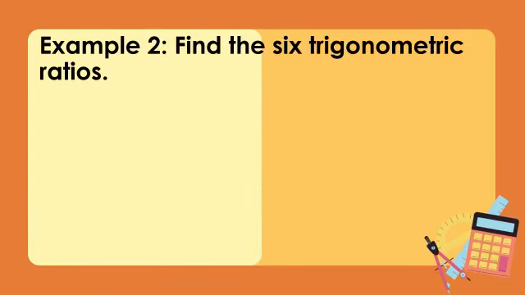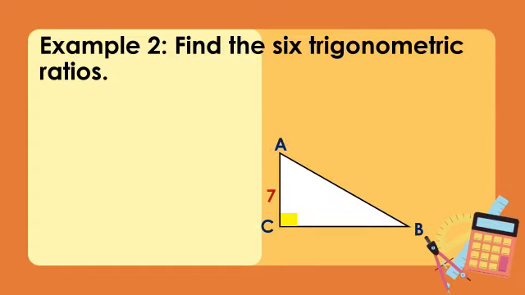Let's have another example. Find the 6 trigonometric ratios. Given here is triangle ACB, wherein side B is 7, side C is 25, and side A is unknown. Since one of the sides of a right triangle is unknown, we need to use the Pythagorean theorem. So we have here C squared is equal to A squared plus B squared. Substitute the value of C, which is 25, and the value of side B, which is 7. So we have here 25 squared is equal to A squared plus 7 squared.